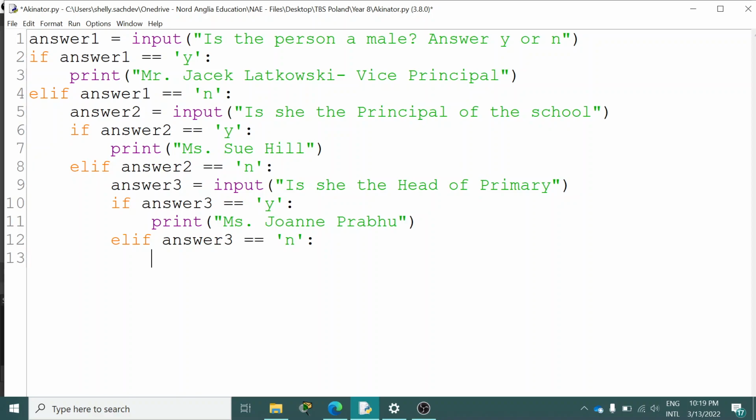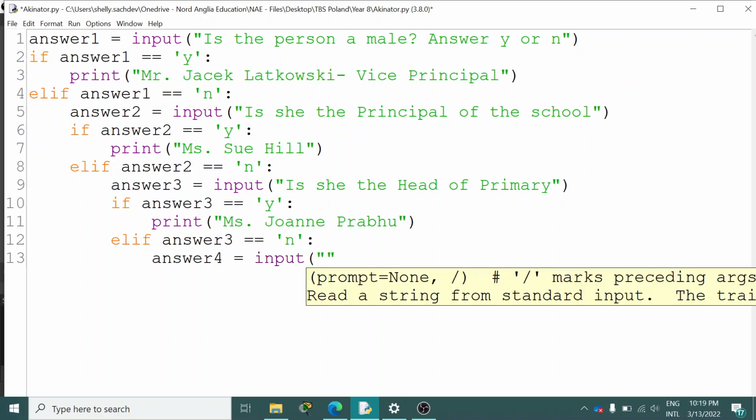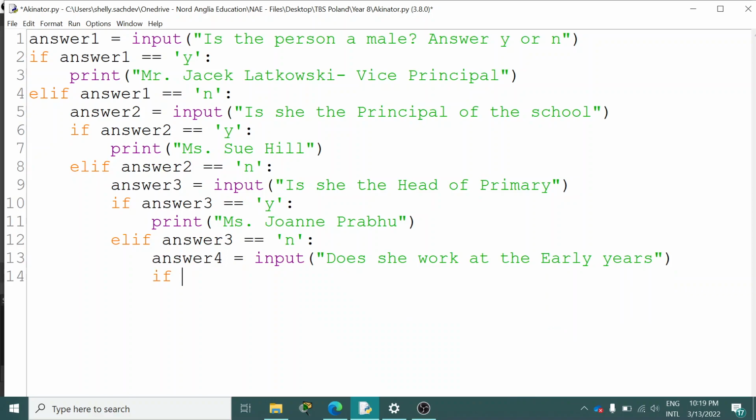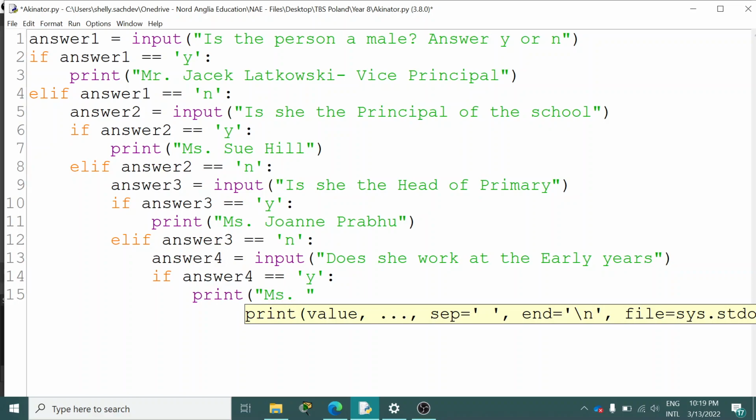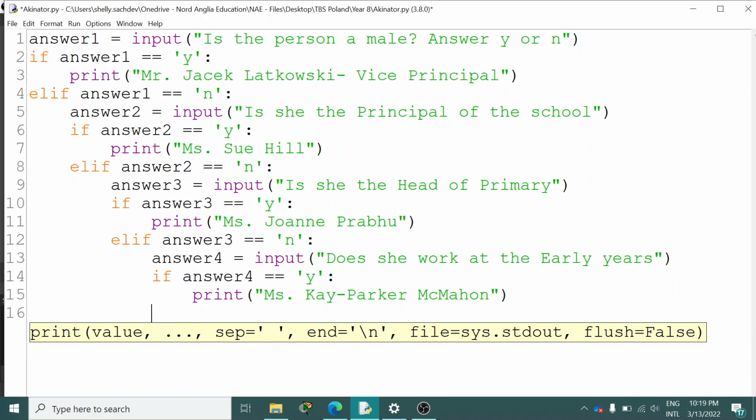If it's a no, then I will again ask a question, another input, and this time I will ask, does she work at the early years center? Okay, and if answer 4 is equal to y, I can guess that it's Miss K. Parker McMahon because she's the only one who works at the early years center.